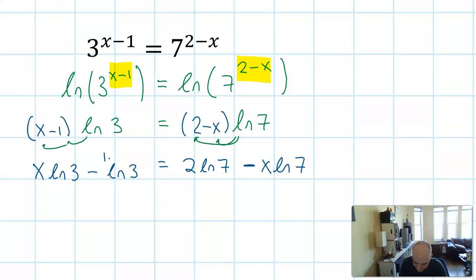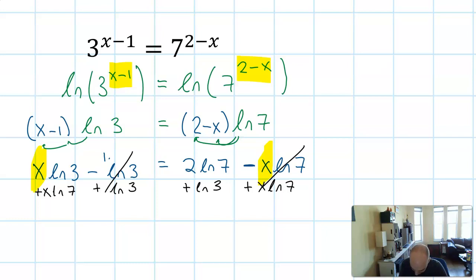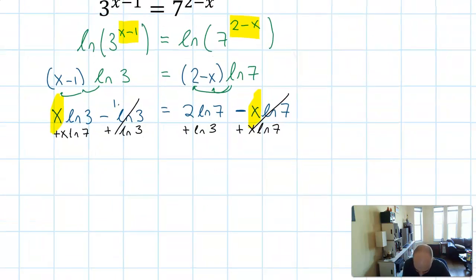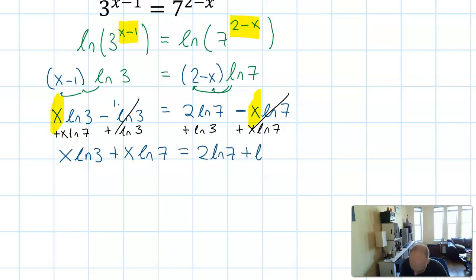We're now going to rearrange it so that all the x's are on one side, because right now we're going to have a hard time solving for x if we have 2 separate x's. So let's keep this term on the left and add x natural log 7 to both sides. And let's add natural log 3 to both sides. So those will cancel out when you add. And if we rewrite, we should get x natural log 3 plus x natural log 7 equals 2 natural log 7 plus natural log 3.